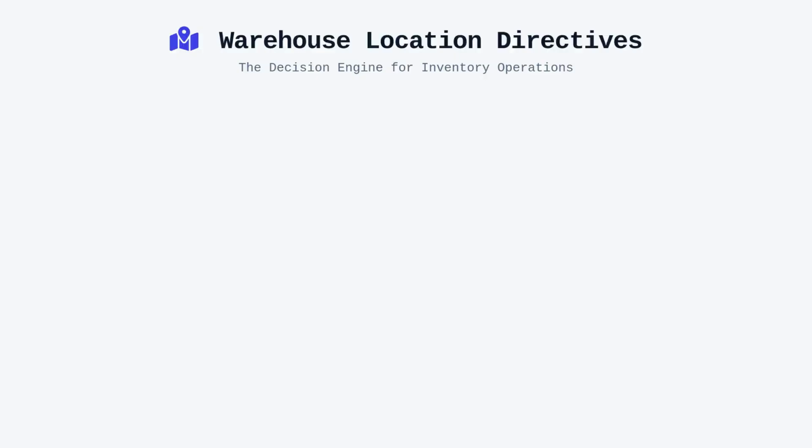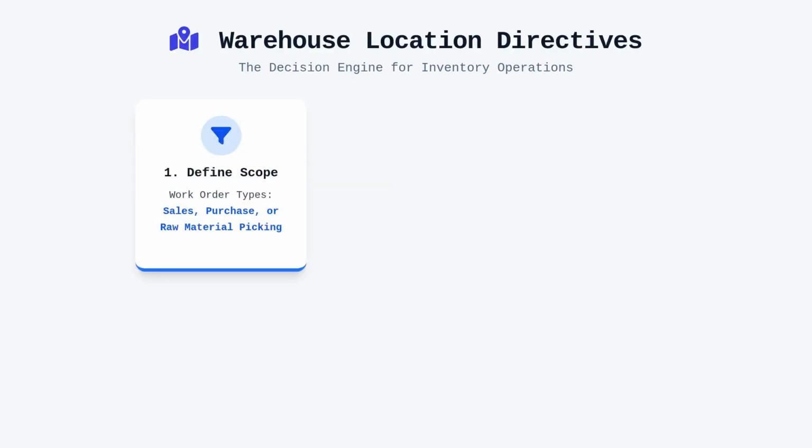Location directives are the backbone of your warehouse logic, acting as the decision engine that determines where the system directs inventory operations. Think of these as a series of if-then statements that the system evaluates whenever a movement, pick, or put activity is initiated. You begin by defining the work order type, such as sales orders, purchase orders, or raw material picking, which scope the directive to specific business processes.